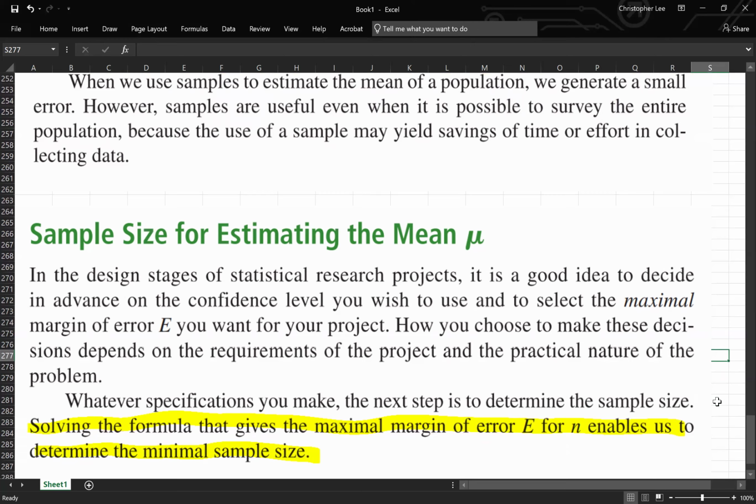How you choose to make these decisions depends on the requirements of the project and the practical nature of the problem. Whatever specifications you make, the next step is to determine the sample size. So solving the formula that gives the maximum margin of error E for n enables us to determine the minimum sample size needed to run your experiment.